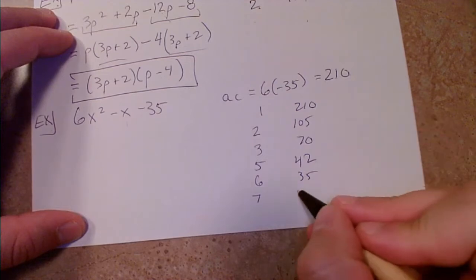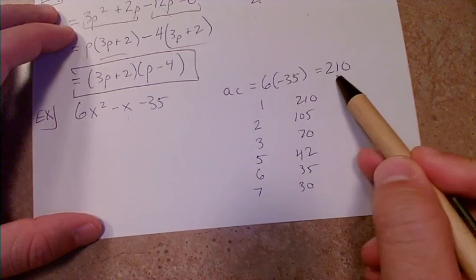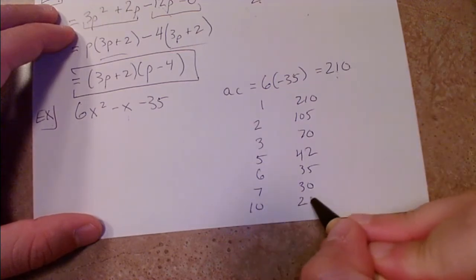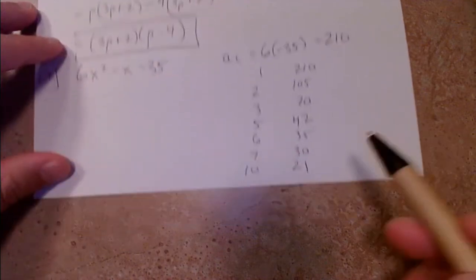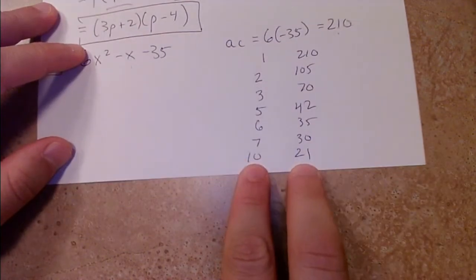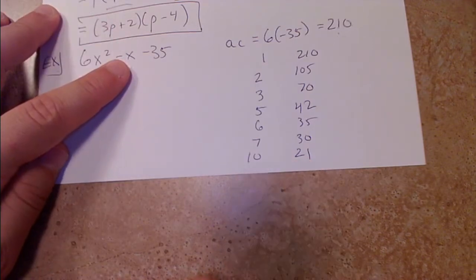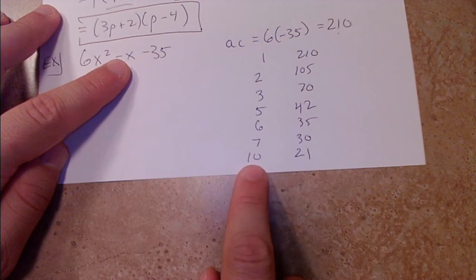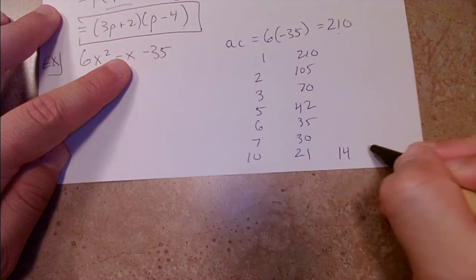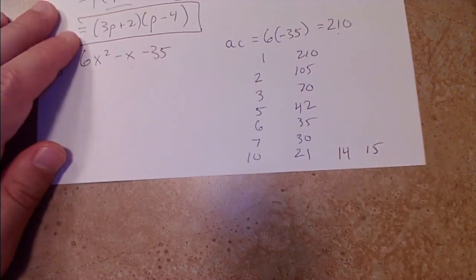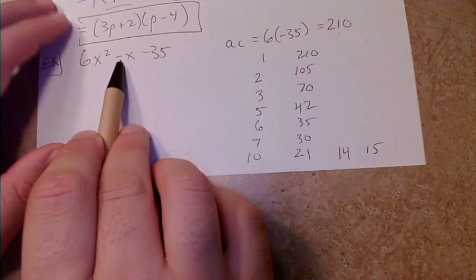7 does go into 210 30 times. But that's not the one. 8 does not. 9 does not. 10 does. That one's easy. 10 goes into 210 21 times. But that's either going to give me an 11 or a 31, which isn't enough, right? Not the right combination. 11 does not go into 210. 12 or 13 do not. But the last one, and I just ran out of room, but it's 14 and 15. And I am excited because 14 minus 15 does give me a negative 1.